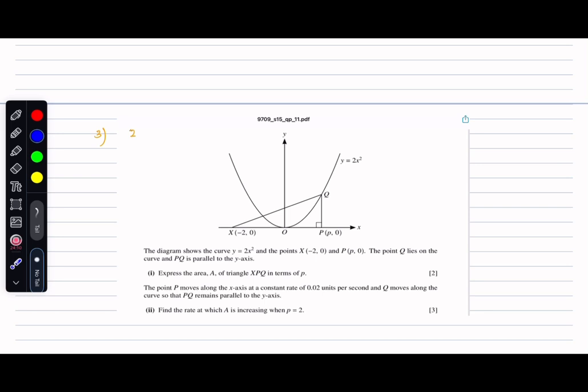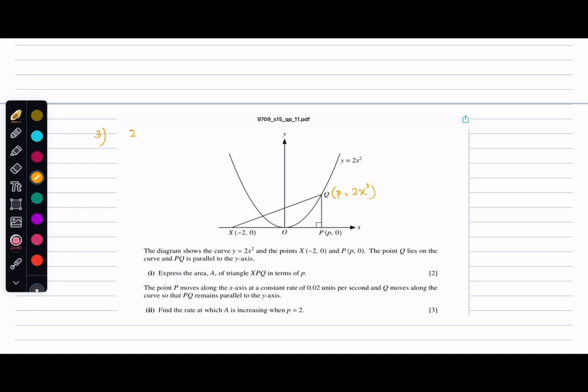So if I just look at this diagram closely, to have the coordinates of Q, I can say Q is just above P, as it lies on the line PQ, which is parallel to the y-axis, therefore it needs to be a vertical line. It has to be above P, and therefore I can say that the x-coordinate of Q is p here. And the y-coordinate, as this Q lies on the curve, which is y equals 2x squared, I can say that the y-coordinate here is 2x squared.